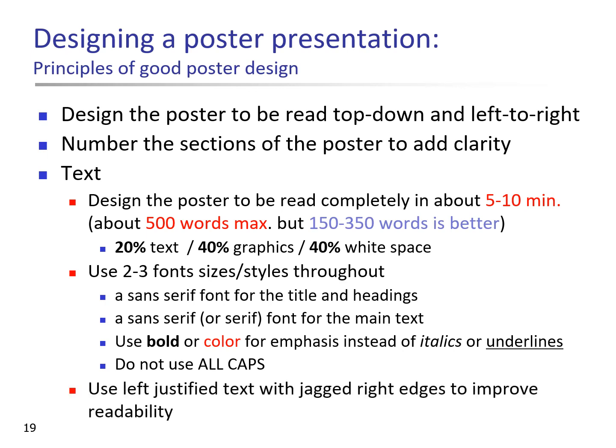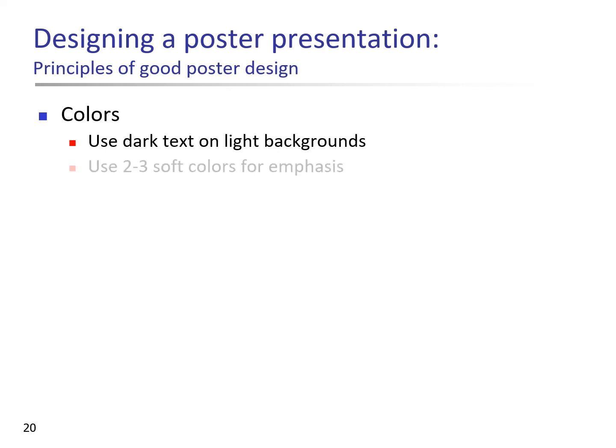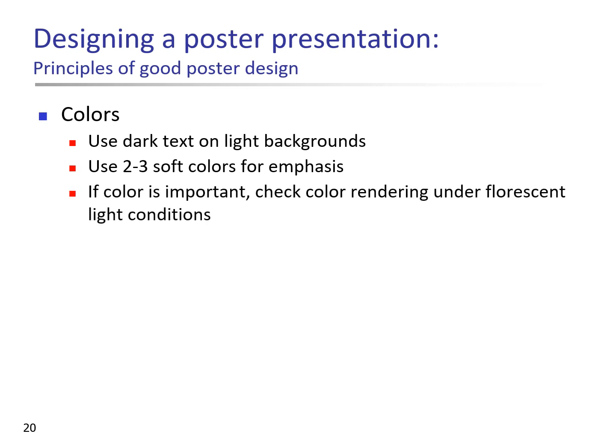Another point is to use left justified text with jagged right edges to improve readability. So this is kind of similar to how a newspaper is designed. In terms of colors, we can think of using dark text on light backgrounds and use 2 to 3 soft colors for emphasis, things like reds or oranges, blues, and so on. And if color is important, do check the color rendering under fluorescent light conditions, because often a conference setting will change the way that it appears.